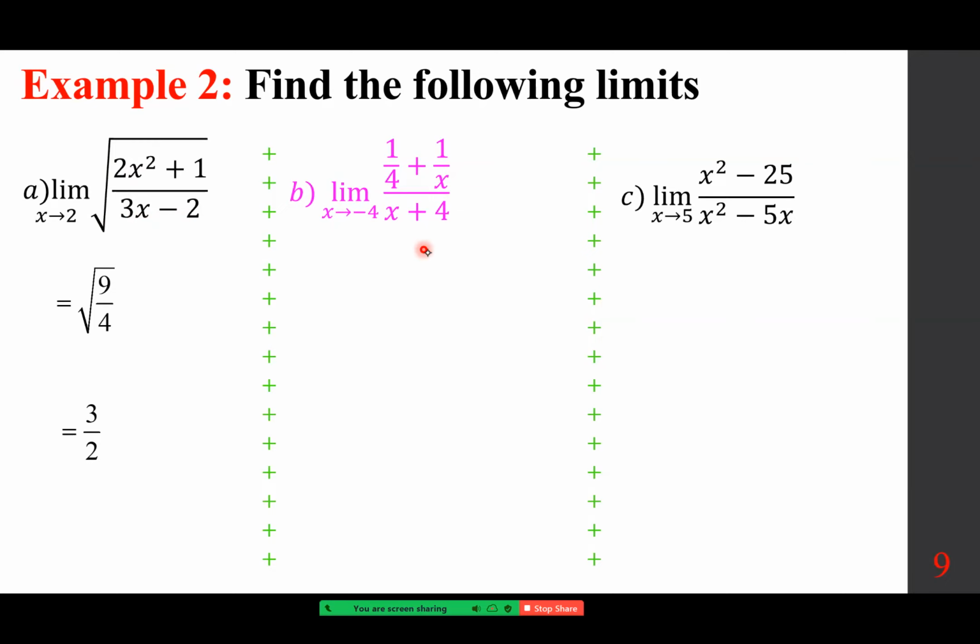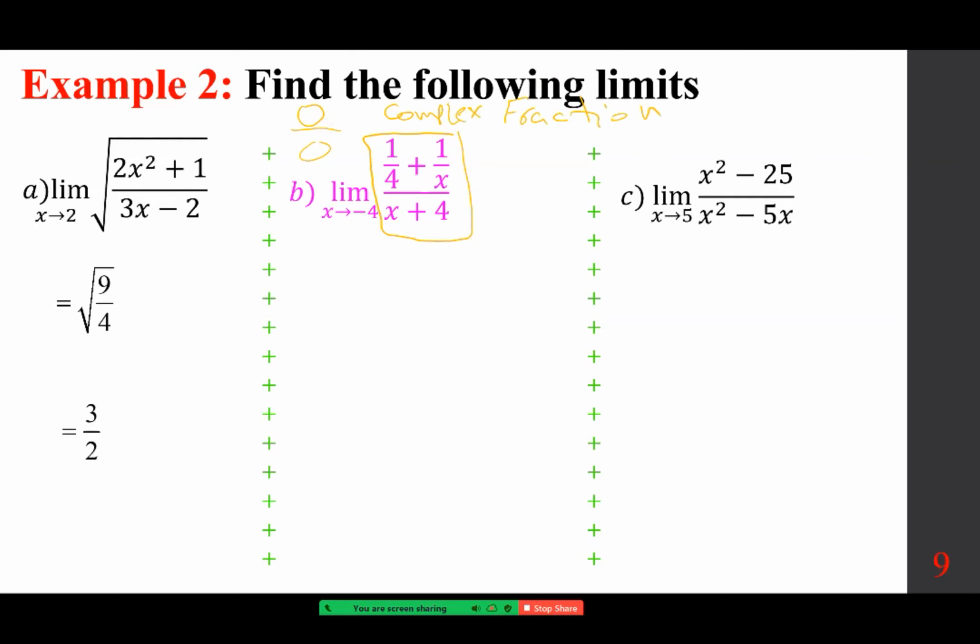What happens when we plug in here? We end up with 0 over 0, which is one of those indeterminate forms. So what we are dealing with here is what we call a complex fraction. And to simplify a complex fraction, you multiply the top and the bottom by the LCD.